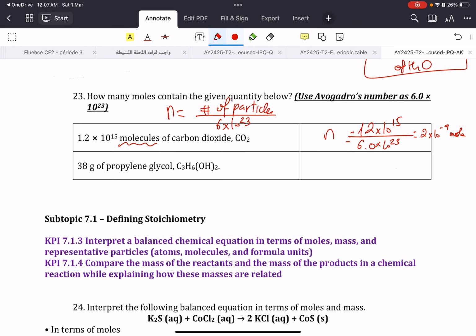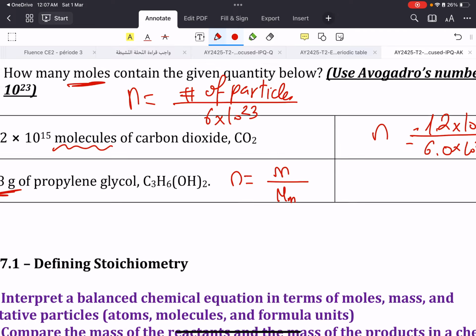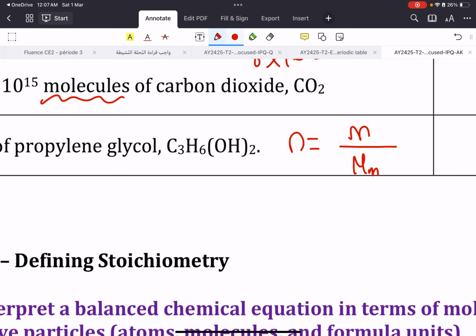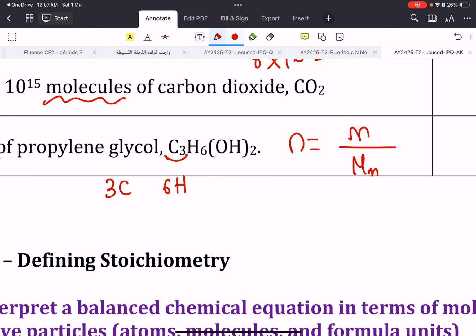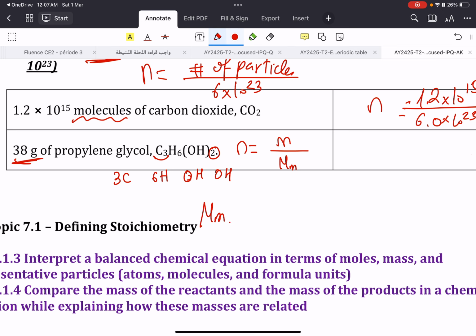Now, how many mole do I have in a mass? Again, as I told you, in order to find the mole in a mass, you need to divide by the molar mass. But here you need to find the molar mass first. So let's spread this. In this one I have 3 carbons, need to get their mass, with 6 hydrogens, and I have the OH twice. So the molar mass is going to be, I'm going to find the molar mass over here.